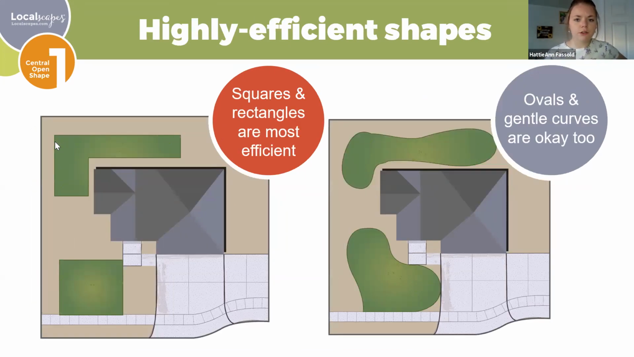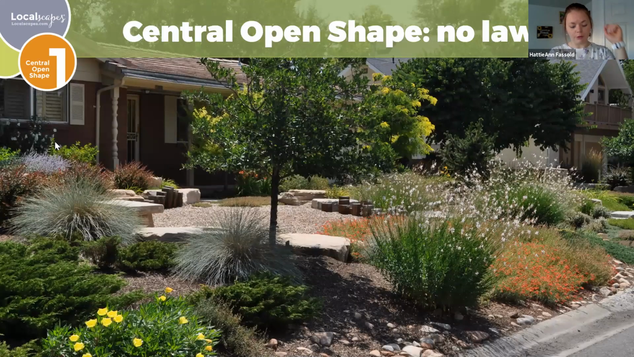Your squares and your rectangles are going to be the most efficient, right? Because it'll be easier to set up your sprinkler systems to fit that. But curvilinear is something that's really popular, and you can make those work as well. And again, remember, you don't have to do lawn for your central open shape. If you'd rather just do a nice gravel pad, you can do that. That's totally fine. It's all pretty much personal preference on what you want to do.